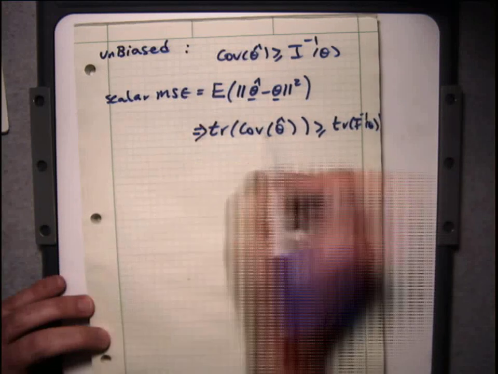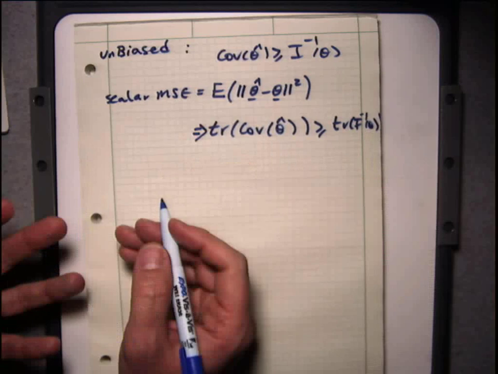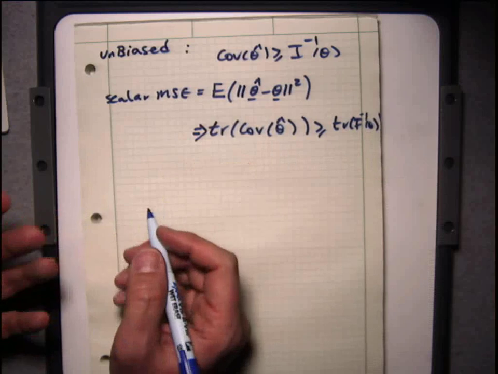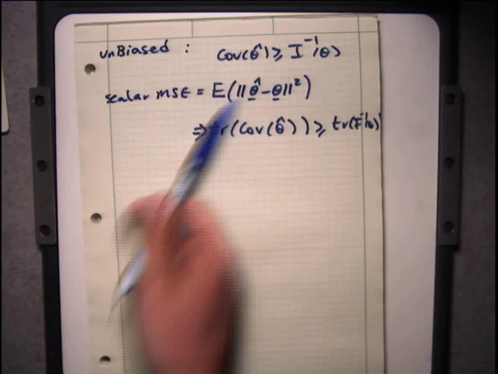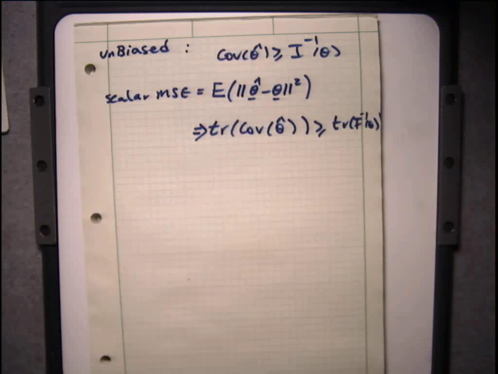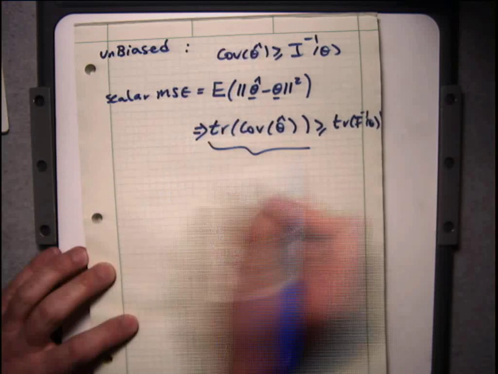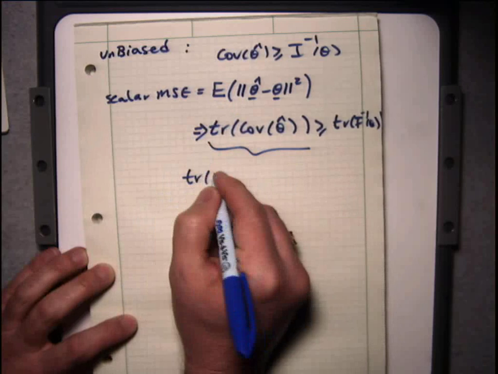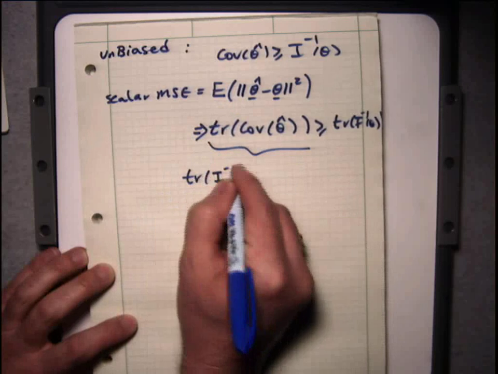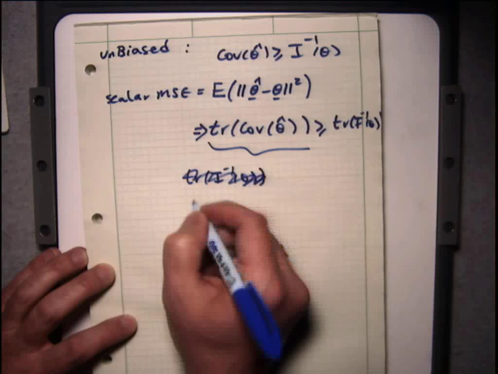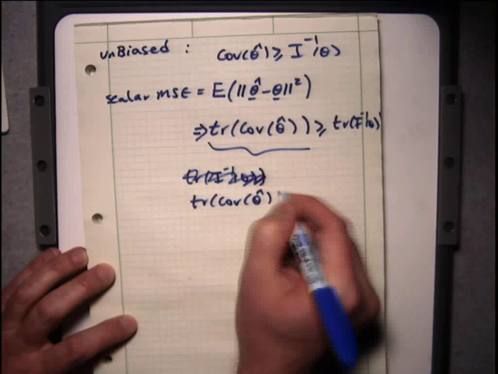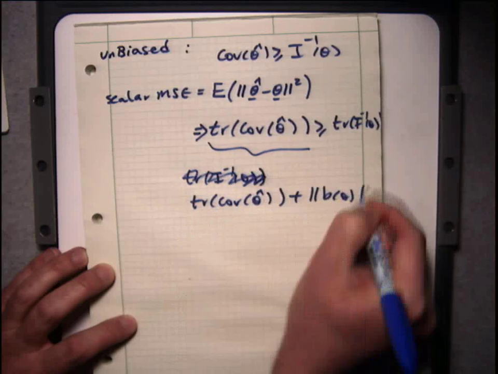So you take the trace of both sides of these, and for the general biased case, the lower bound involves not just the trace of the covariance, but the trace of the covariance plus the norm of the bias vector squared. So this becomes the trace of the covariance of theta hat plus the norm of B of theta, squared.